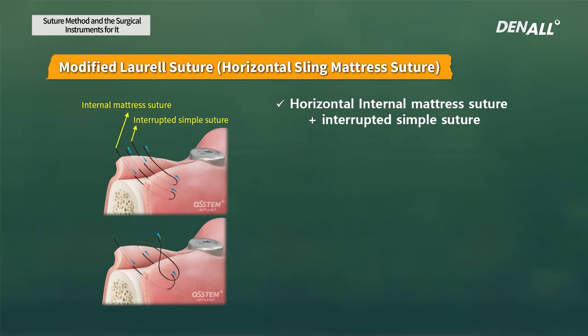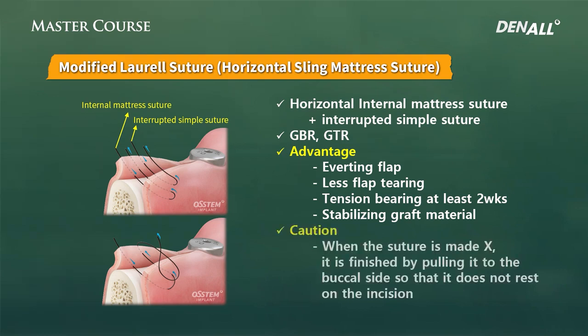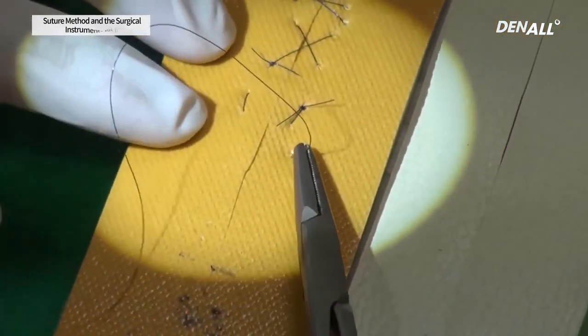So you put two together for the modified Laurel suture. You mostly do this when you have done GBR. It creates an everting flap and has less flap tearing, and the graft material can be stabilized using this technique. But what you have to be careful about is that the suture is made an X and it's finished by pulling it to the buccal side so that it does not rest on the incision line. I think the video will be helpful.